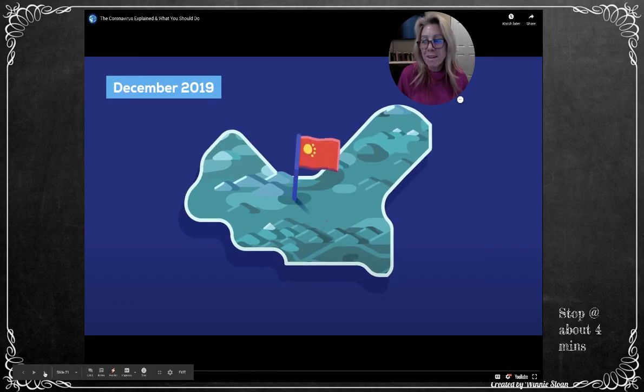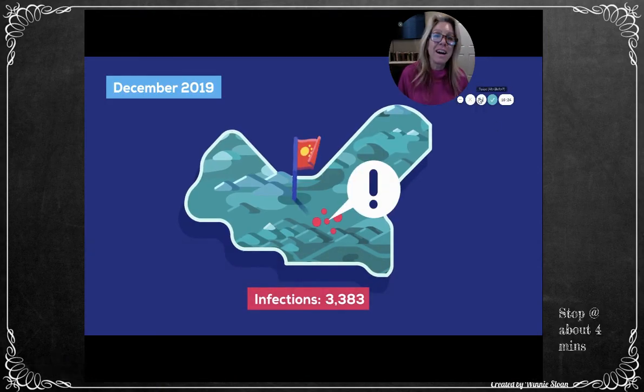In December 2019, the Chinese authorities notified the world that a virus was spreading.